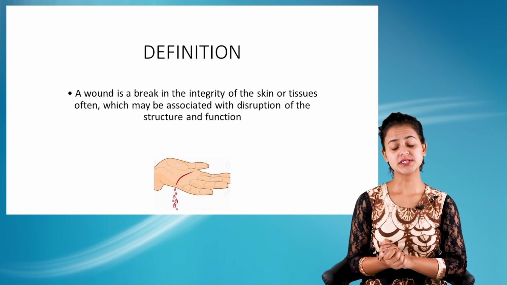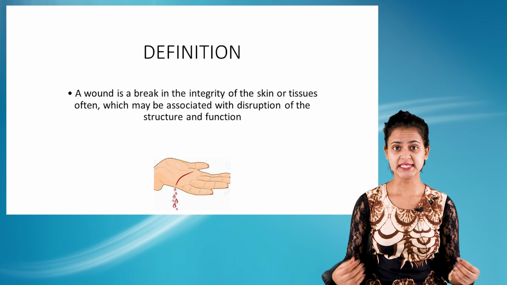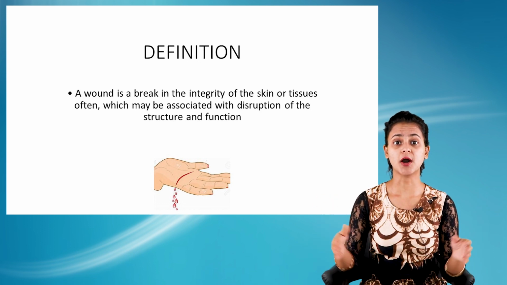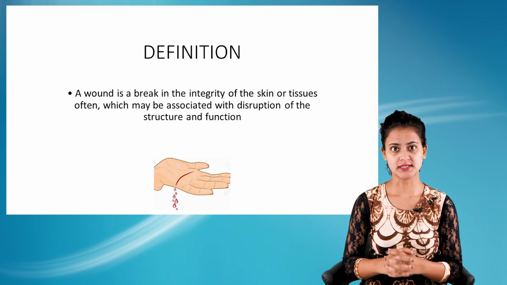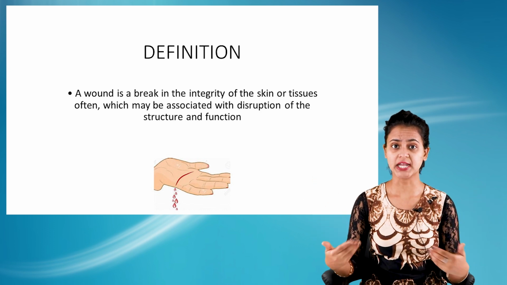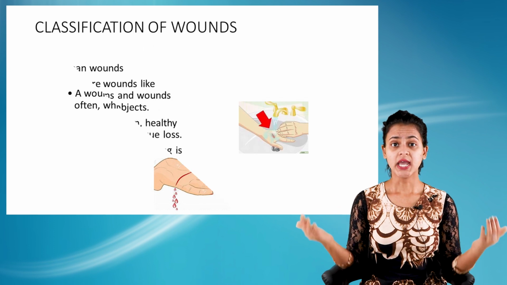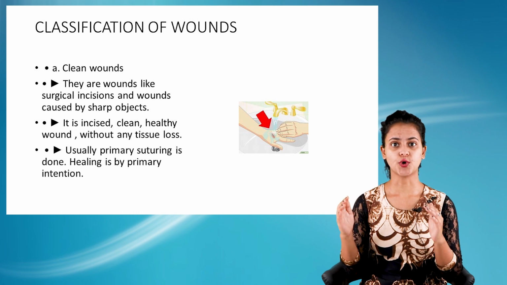In simple terms, we can say a wound is when there is any reason lying behind which causes a breakdown in the tissue integrity and causes certain alteration in the anatomical functions and locations, then we term that condition a wound. Now we are going to read about the classification of wound.